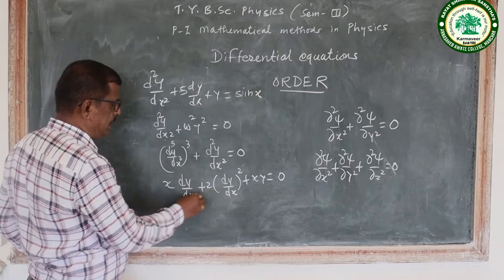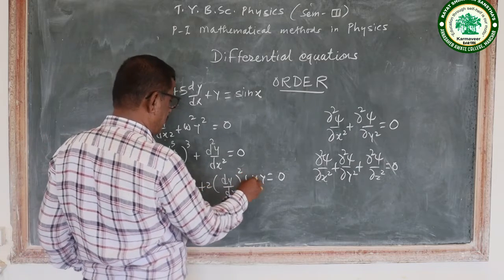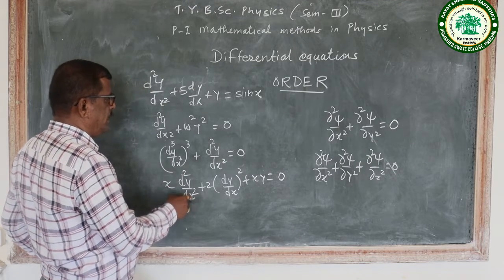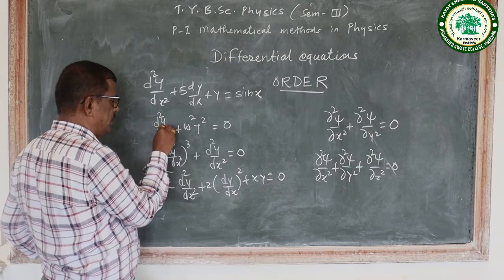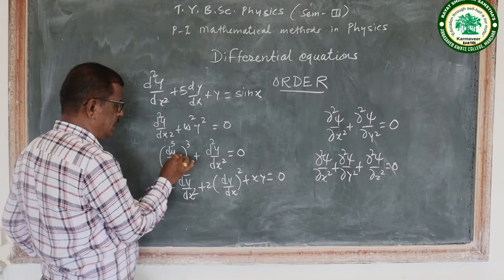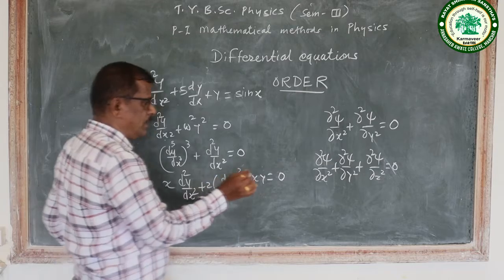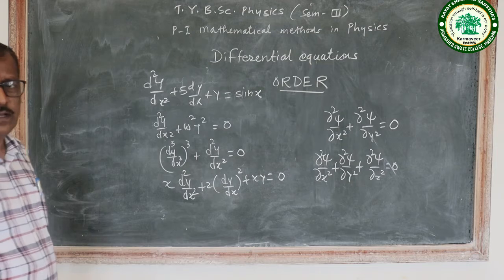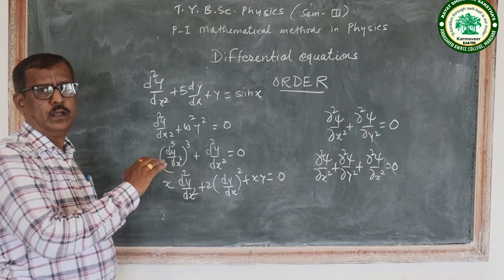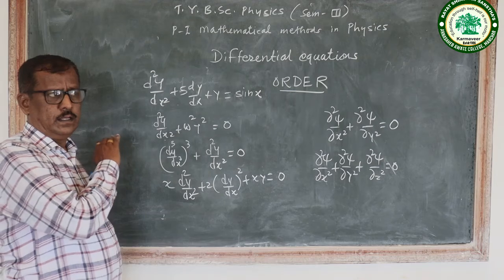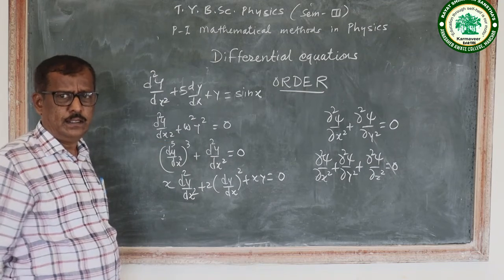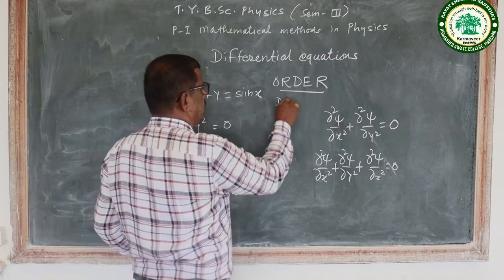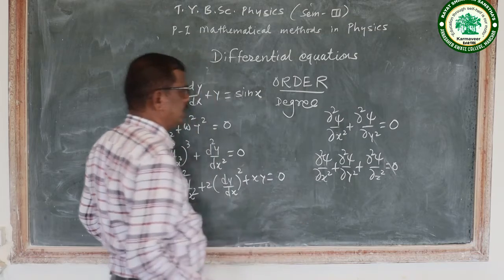See here x dy by dx plus 2 (dy by dx) square plus xy is equal to 0. Here again the order is 2. Means for this equation the order is 2, for this equation the order is 2, for this equation the order is 3, for this equation the order is 2, for this equation the order is 2, for this equation the order is 2. Means it is the highest derivative which is present in that equation.